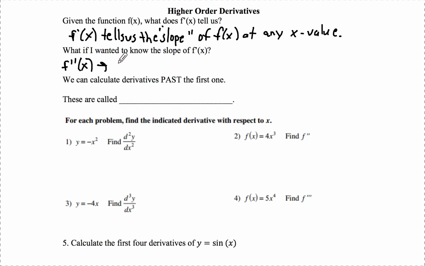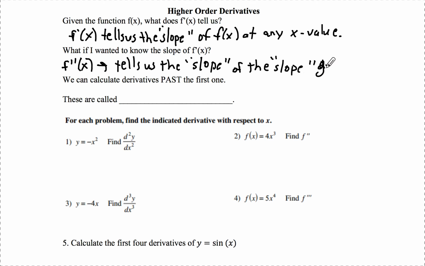It would tell us the slope of the slope graph, if we want to think about it that way. When we calculate derivatives past the first one, we call these things higher order derivatives. And they're really useful. Turns out that the rate of change of the rate of change, because remember a derivative is the instantaneous rate of change, if we find its instantaneous rate of change, that tells us something really useful. And if we find the instantaneous rate of change of that, it tells us something really useful. So these higher order derivatives get used a lot.